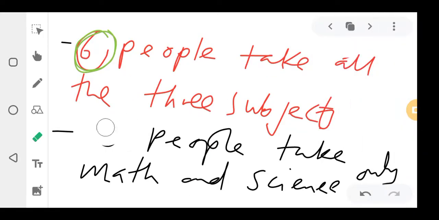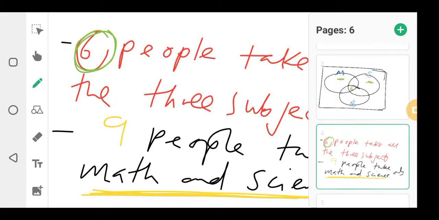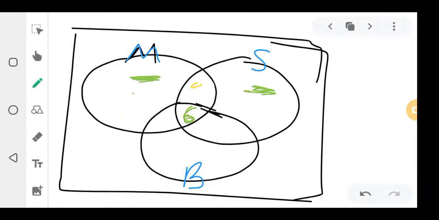So mathematics and science was 5. Let me use a higher number. Let me not use 5. Let's say we use 9. For ease of understanding, I'll use 9. So 9 took mathematics and science only. So when I come to the Venn diagram, I'm not going to put 9 here. I'm repeating, I don't put 9. What I do is, I always subtract from 6, because there's already an existing 6 in the middle there.